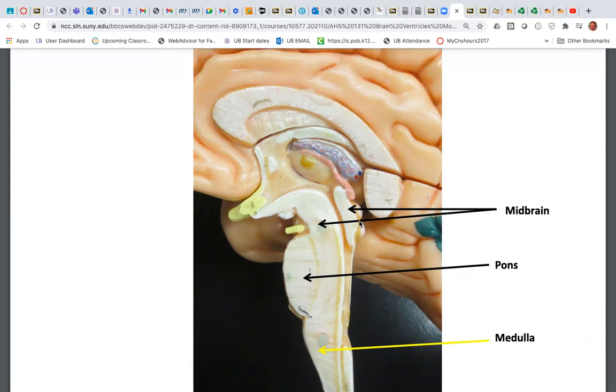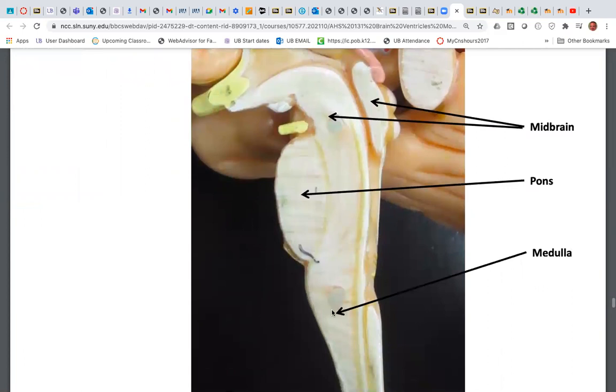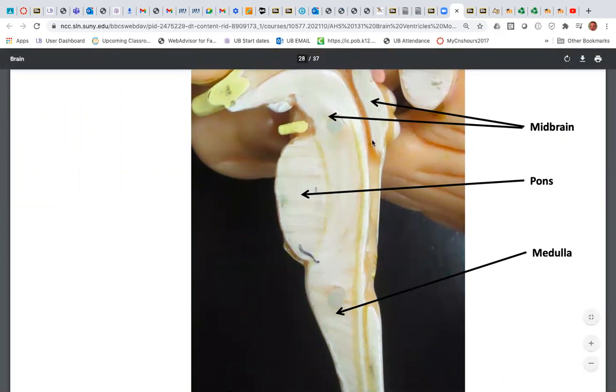The Corpora Quadrigemina literally translates to the body of four. There are two on top and two on the bottom. The two on the top are called superior colliculi, and the two on the bottom, inferior colliculi. Superior colliculi, inferior colliculi. All four combined, Corpora Quadrigemina. Medulla, pons, and this section here, the midbrain.